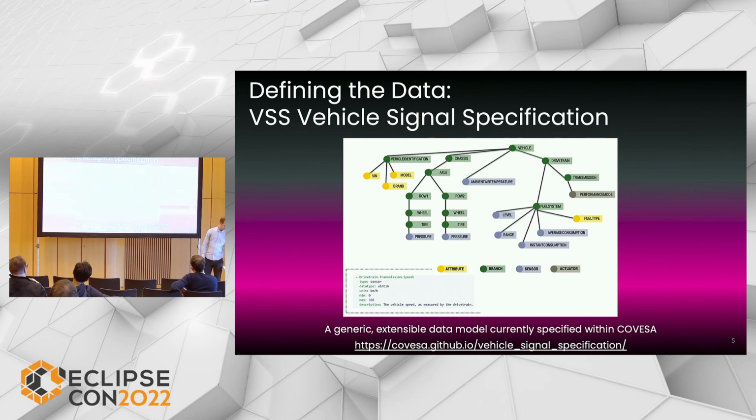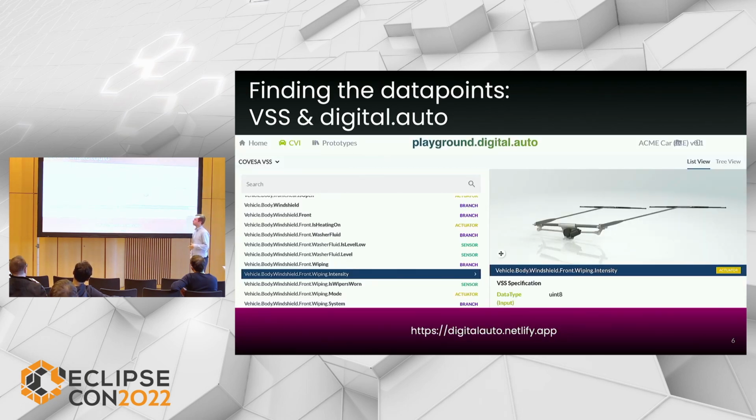Here, another tool is quite handy, which is Digital Auto. In the end, Digital Auto is, if I say just, they might not be so happy, but I would say it's just a website, which, as one of its possibilities, offers you the whole catalog of these VSS signals. You can search for it, you can scroll through it, and I just did the work for you: I found there's an actuator, vehicle, body, windshield, front, wiping intensity. So this is exactly the value that we're looking for. With consuming this data value, we now get to the intensity.